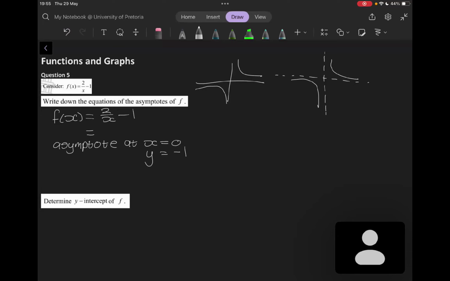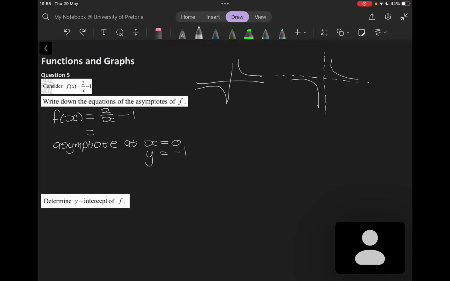Cool. And now, how would we know that? It's because over here, you have to understand how exactly hyperbolic functions work. This value, this -1, tells us how many units it's shifted in the y direction. In this case, it's a -1 because it has shifted 1 down. And now, because it has shifted 1 down, we know that there's an asymptote at y is equal to -1.